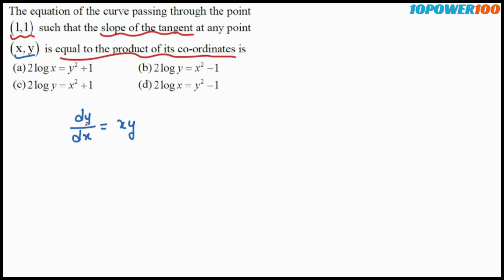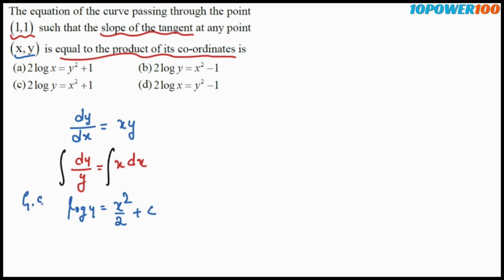Now let's solve this. dy by dx is equal to x into y. We can solve by using the variable separable method. I will bring y here: dy by y is equal to x into dx. Now the variables are separated. We can integrate on both sides. Integration of 1 by y is log y, is equal to integration of x with respect to dx, which is x square by 2 plus c. So this is the general solution.